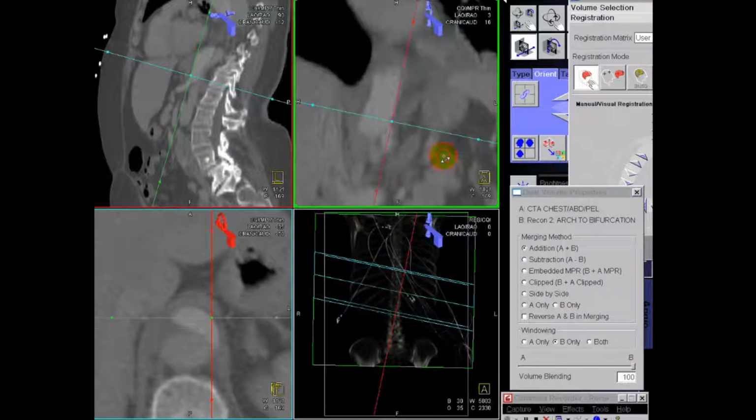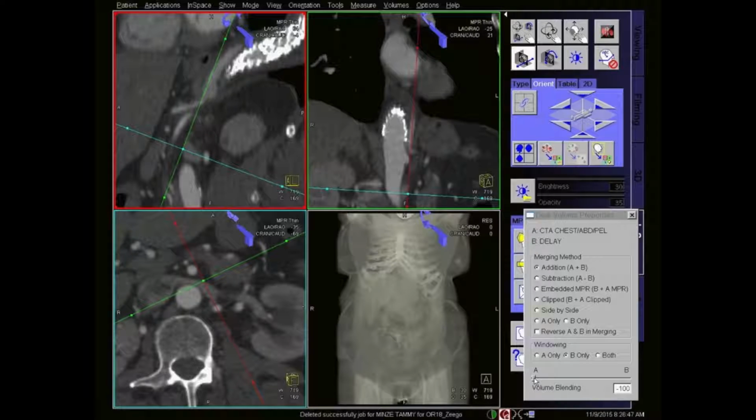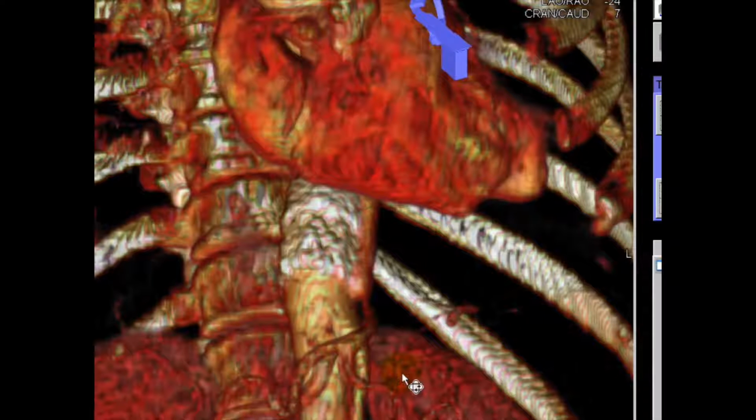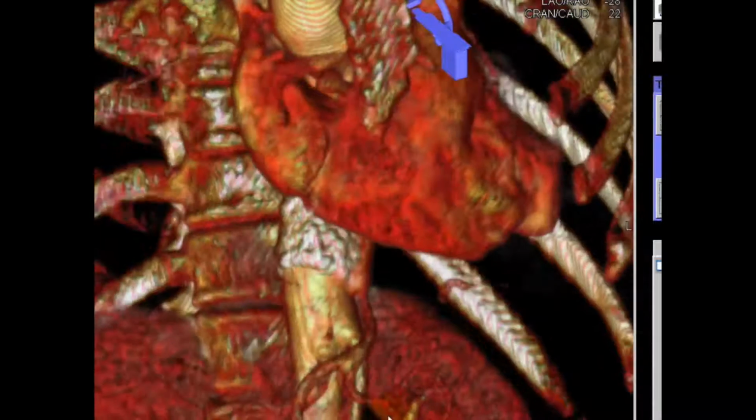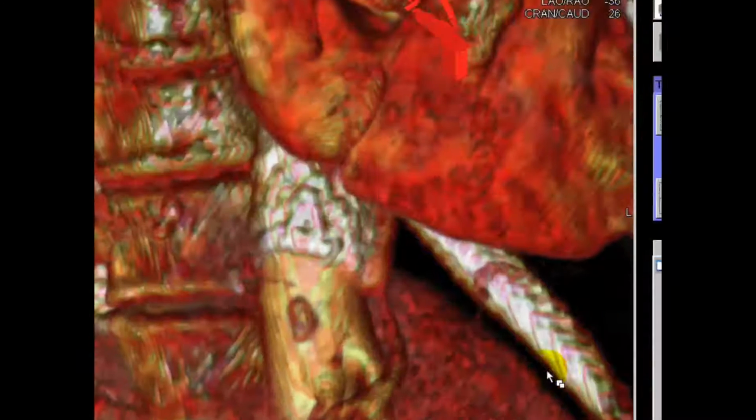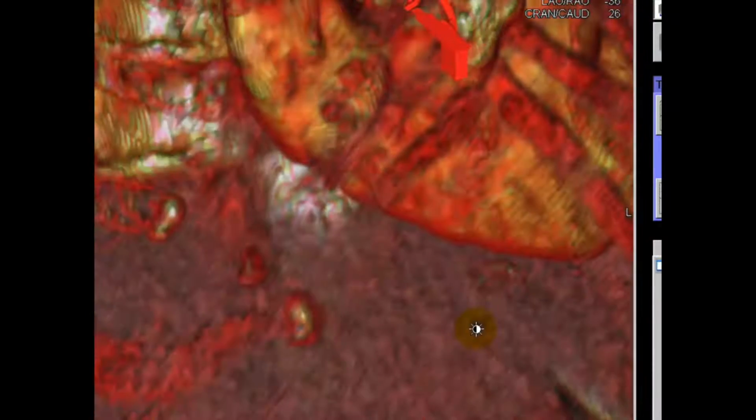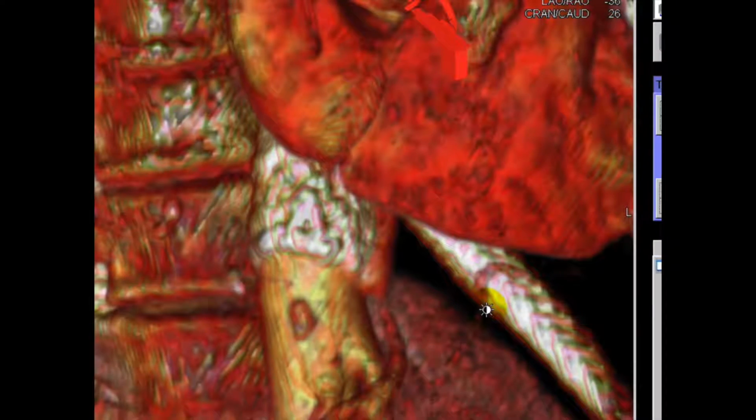So for this reason, we opted to go ahead and take a somewhat unusual approach. You can see how it flows into the celiac artery, but the SMA itself was flowing off the true lumen. It's a little bit easier to understand looking at the false lumen on the surface rendered images, where you can see the celiac artery narrowed but flowing directly from the false lumen.